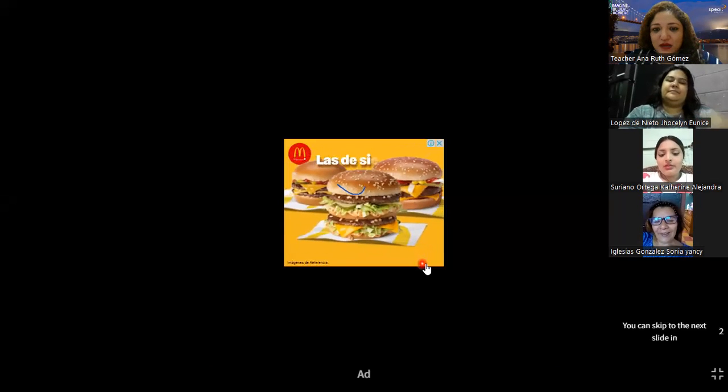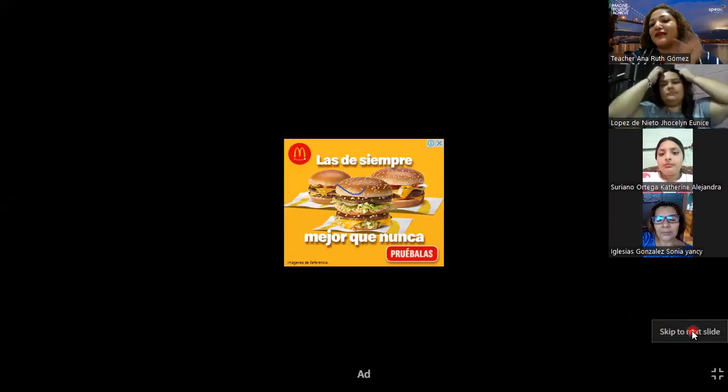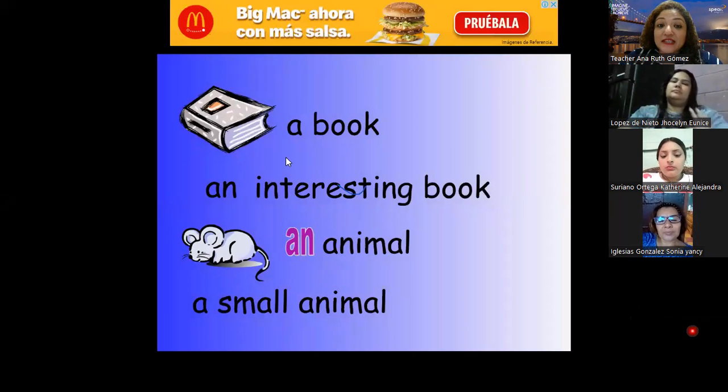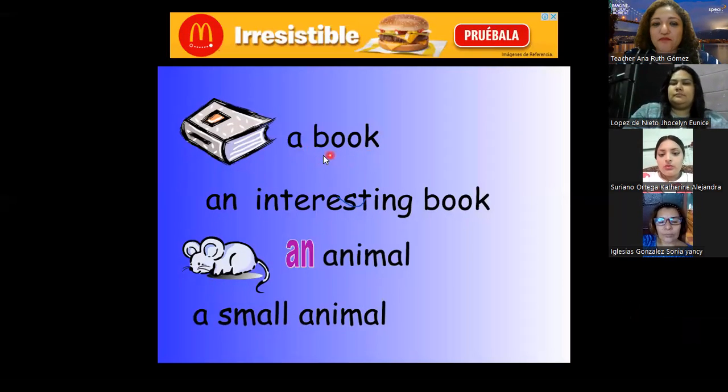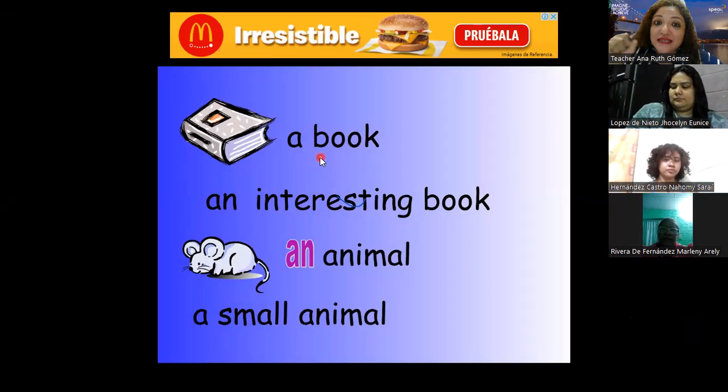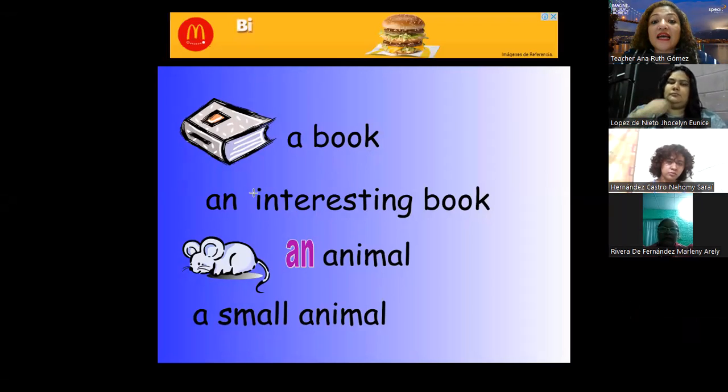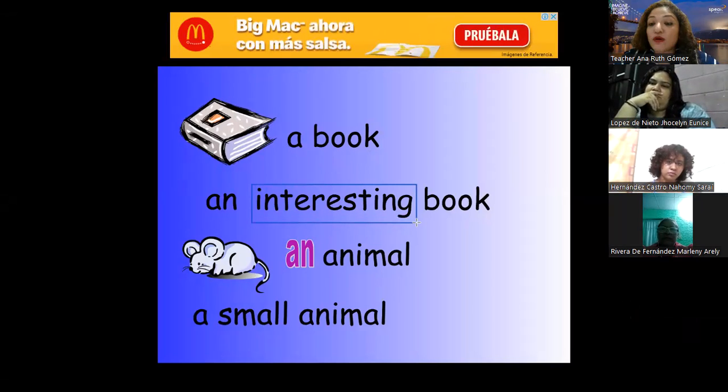Now. Let me see. No. Hamburgers, no. What about this one? Pay attention. A book. All right. Book is B. Consonant or vowel? Consonant. Pero ¿qué pasa si yo combino book con un adjetivo? ¿Se acuerdan que les dije al principio? Cuando nosotros queremos combinar adjetivo con sustantivo, el adjetivo va primero. No vamos a decir a book interesting. We're going to say an interesting book.